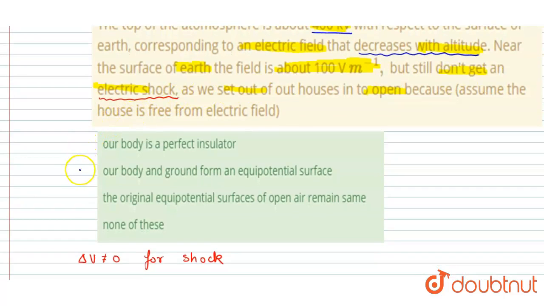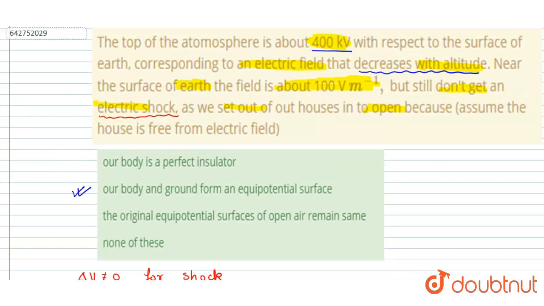So I will write: our body and the ground form an equipotential surface. So this is the reason for not getting the shock. So B is the correct answer.